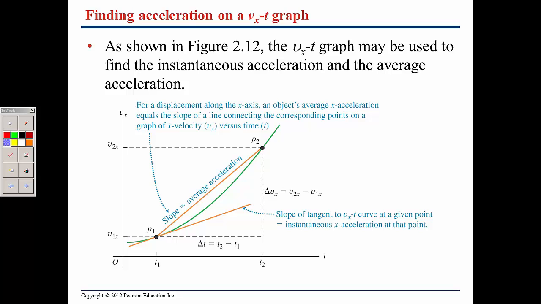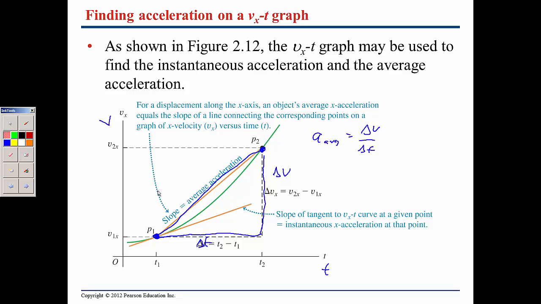Much like you'd expect from what we already know about our position versus time graphs, if we look at our velocity versus time graphs, and I look at 2 points, P1 and P2, my average acceleration is going to be the change in velocity divided by change in time. Over here I've got my change in time. The average slope is simply the slope between those 2 points.